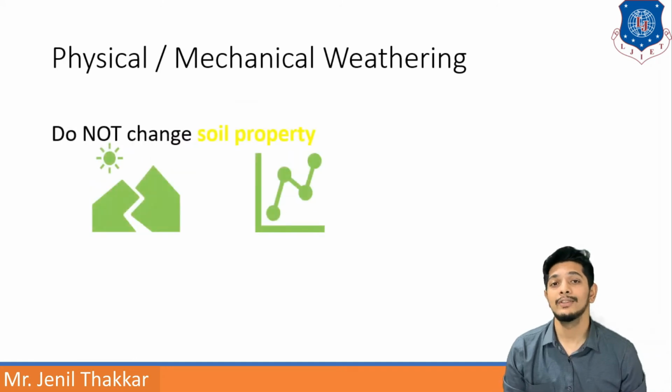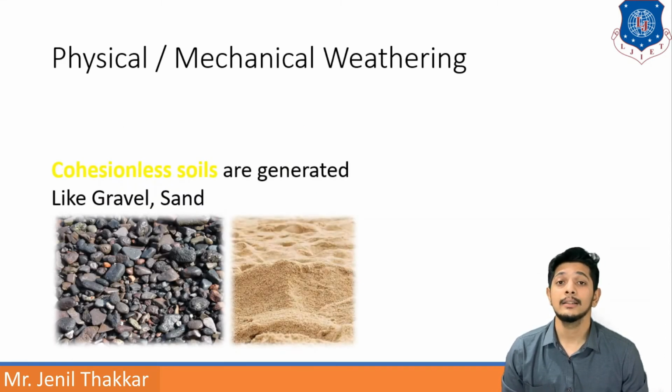Next point for physical weathering is the properties of that soil do not change. So by physical weathering, properties of the soil do not change. Third point, that is the cohesionless kind of soil is generated through physical or mechanical weathering. You can see the picture of gravel and sand. You must have seen gravels at river banks and you must have seen sand at beaches.